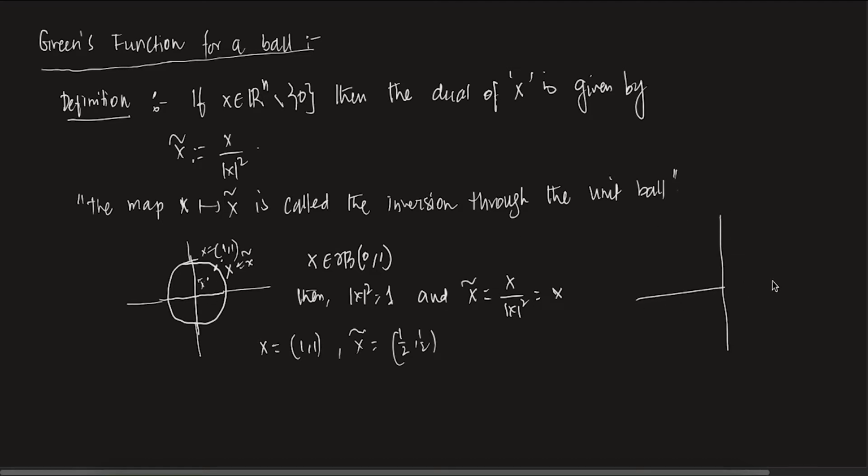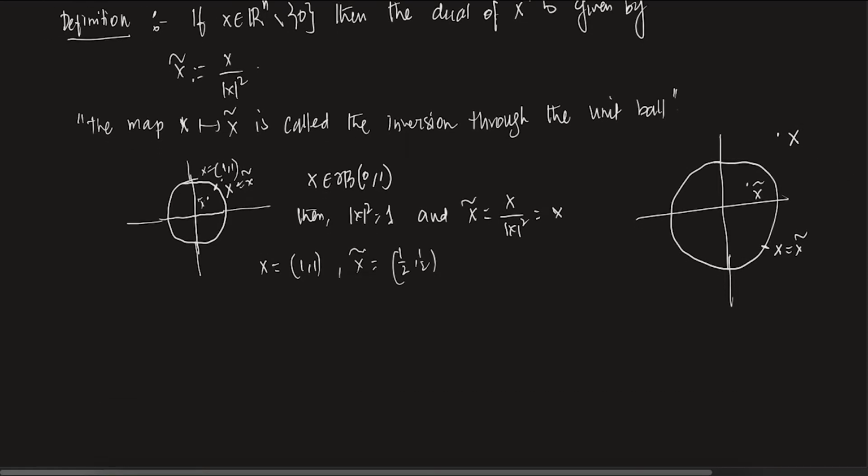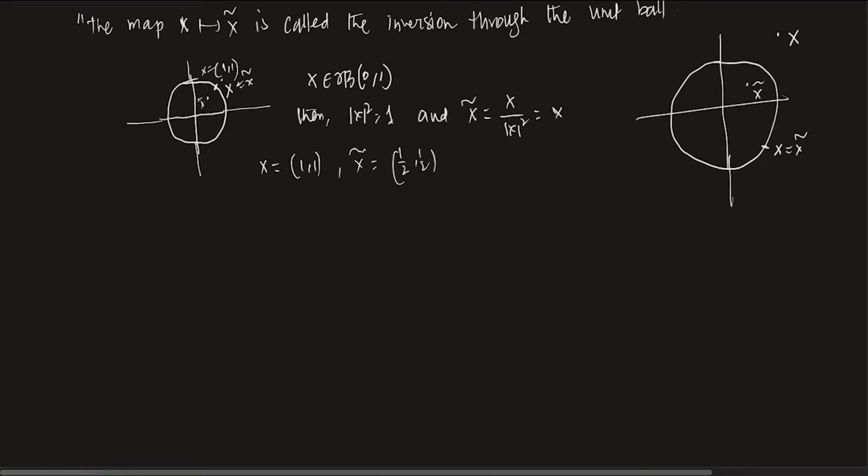What it says is, if x is on the boundary, then x is equal to x tilde. If x is outside, then x tilde is inside the ball, in the disk. The reflection you can think of vice versa. If x is inside, then x tilde is going to be outside the ball. So basically we are inverting the point with respect to the boundary. I think this is clear now.